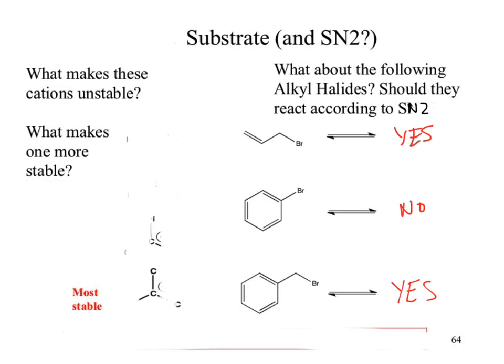Which one will react faster, top or bottom? Why the top? Doesn't have the ring. There's a little bit less sterics there. We can make a pretty solid argument that the top should react faster than the bottom due to a steric hindrance effect. The second one, why does that one not react?